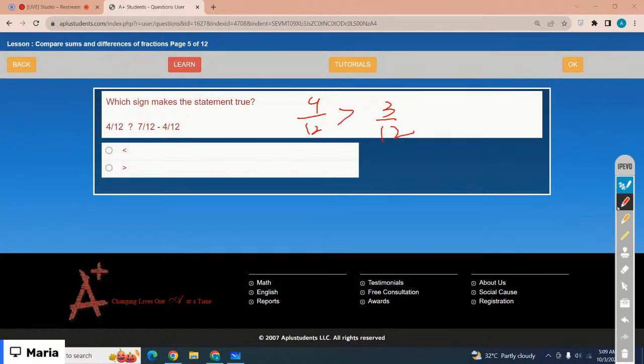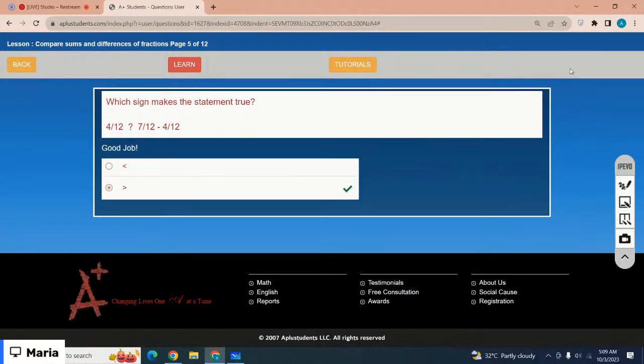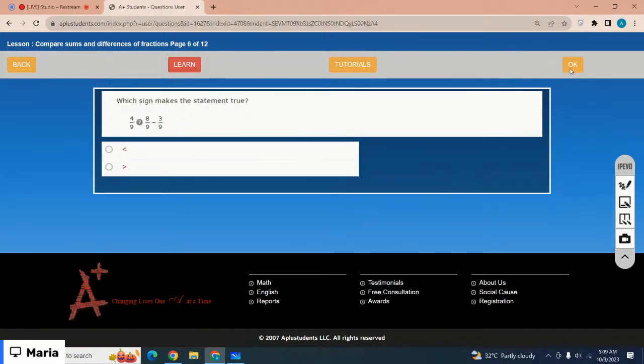4 by 12 is greater than 3 over 12. The correct option is greater. Okay, the next one is 4 over 9. You have to compare it to 8 by 9 minus 3 by 9. So which is the correct option?